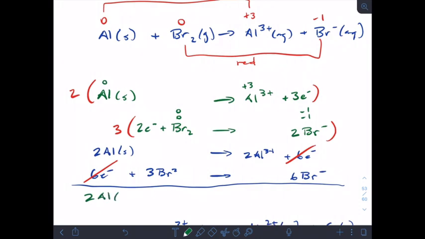So I should end up with 2 aluminum solid plus 3 Br2, 2 Al3+ plus 6 Br minuses. I don't know why I have a superscript there, that shouldn't be a superscript, Br2, there we go. And it should be a balanced equation. If I look, I've got 2 aluminums on the left, 2 on the right. We've got 6 bromines on the left and 6 bromines on the right.